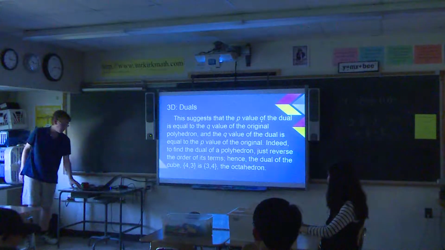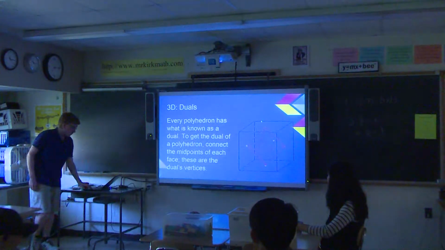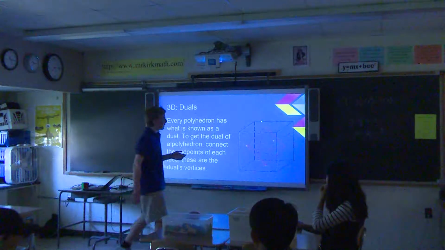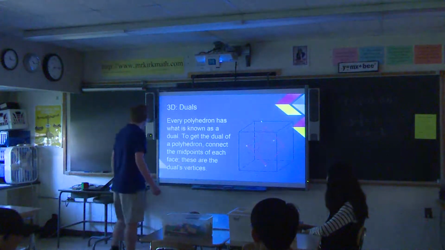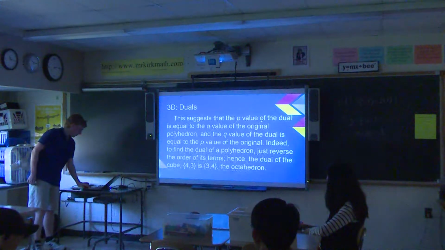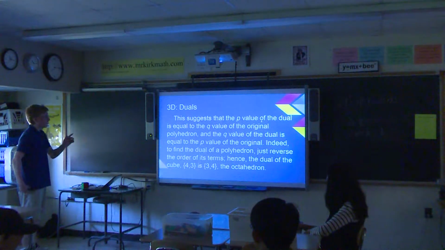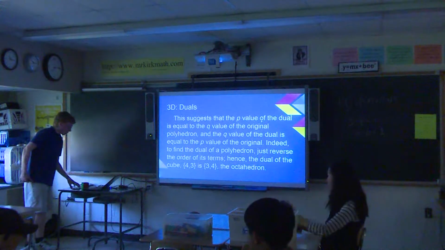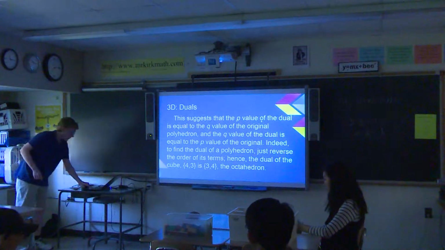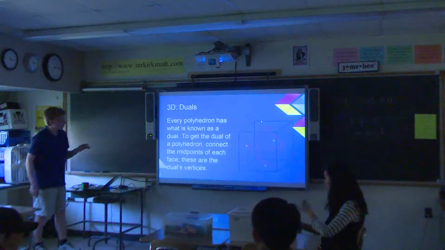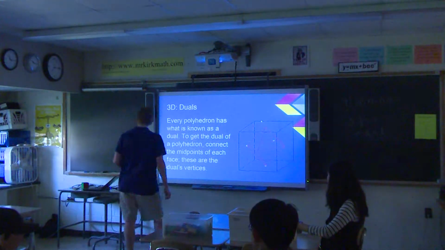And so what that suggests is that the p-value of the dual is equal to the q-value of the original. That's saying that the type of face that it has is going to be determined by how many faces meet at the original's vertices, and vice versa. The r-value of the dual, sorry, I messed that up. The r-value of the dual, the number of faces that meet at every vertex, is going to be equal to the p-value of the original, the type of faces that it has.